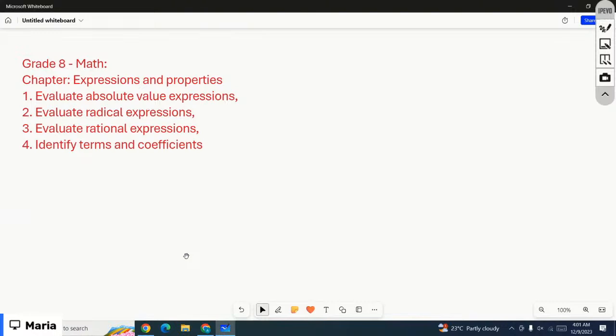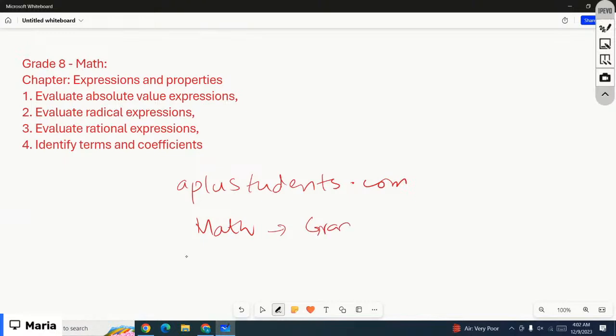We are here for grade 8 math. You can find all the lessons on aplusstudents.com. You have to log in there using your email address and the password provided by the administrator. Then select math from the subject tab, scroll down to grade 8 and click on view all lessons. There you can find a list of the chapters.